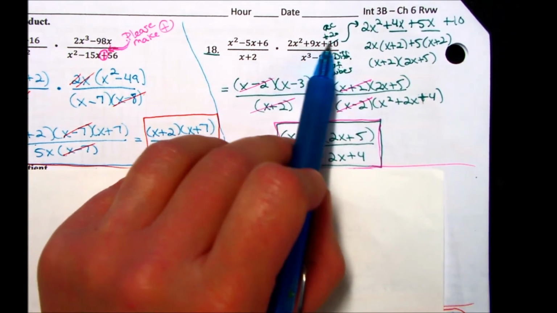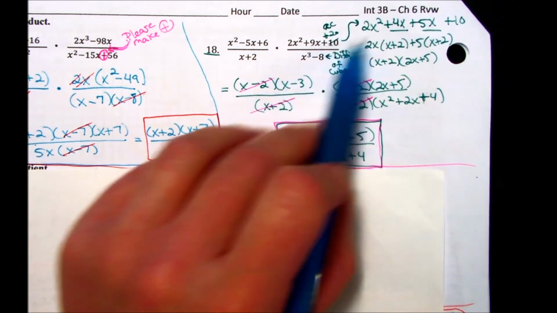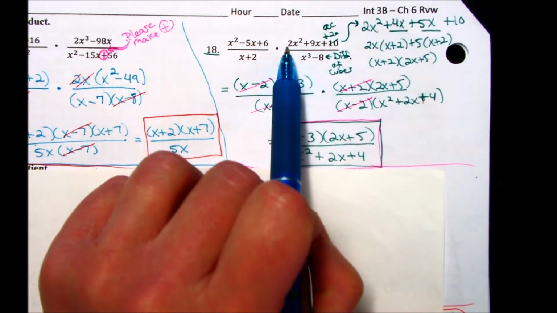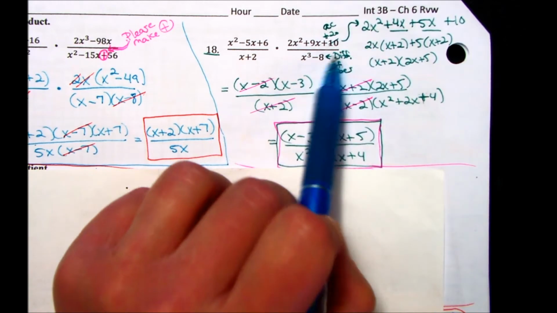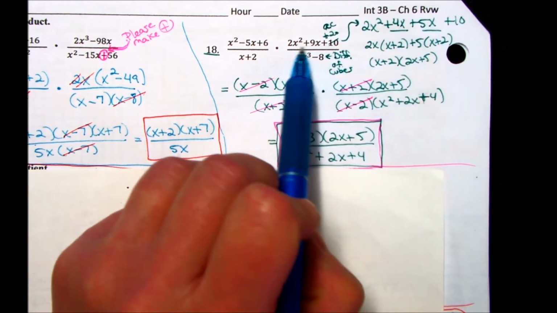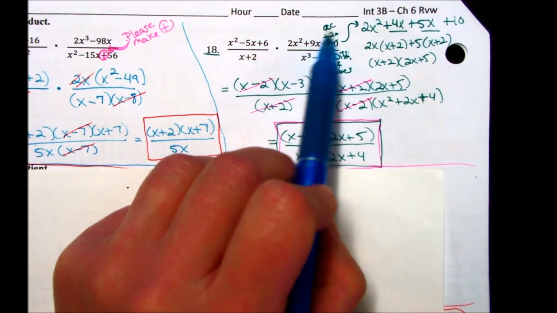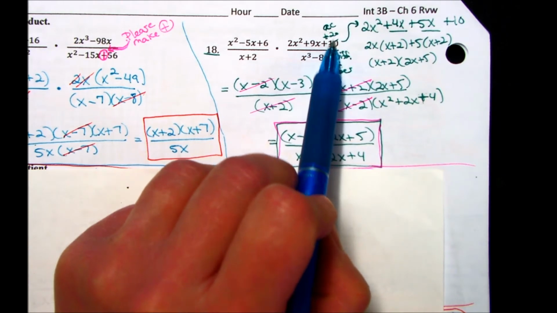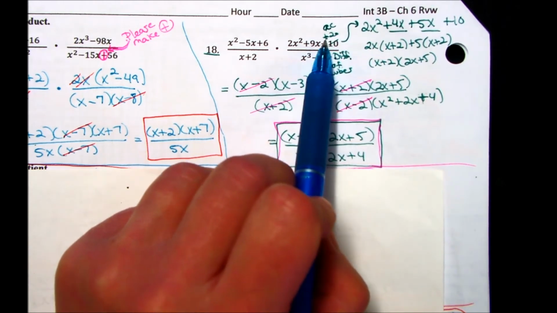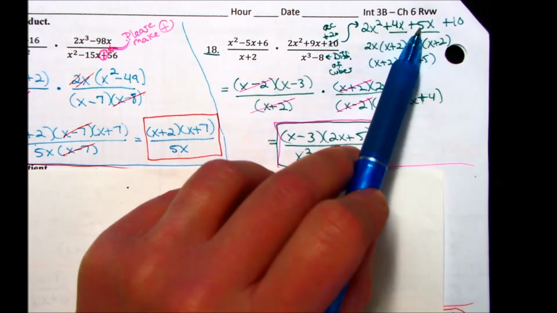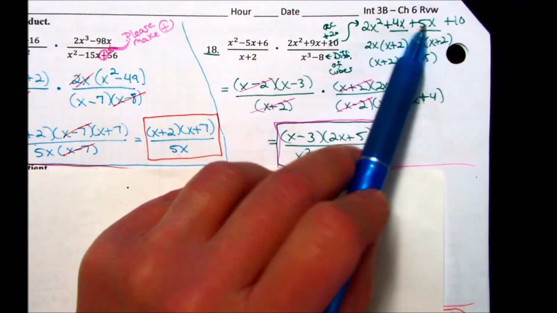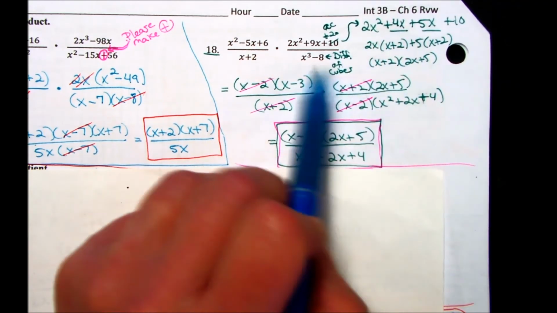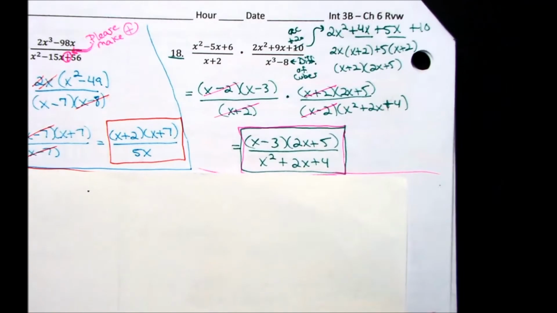And then this one, this trinomial, I'm going to factor using the AC method. So the 2x squared stays the same, the plus 10 stays the same. Multiply my a and c, which gives me a positive 20. So two numbers that multiply together equal 20, that add up to 9: 4 and 5. So it's going to be a positive 4x and a positive 5x that give us that positive 9x.